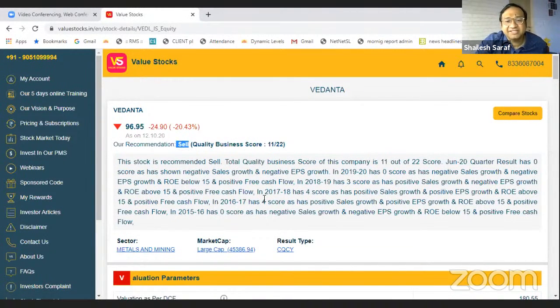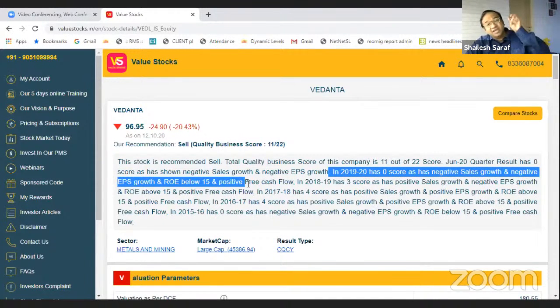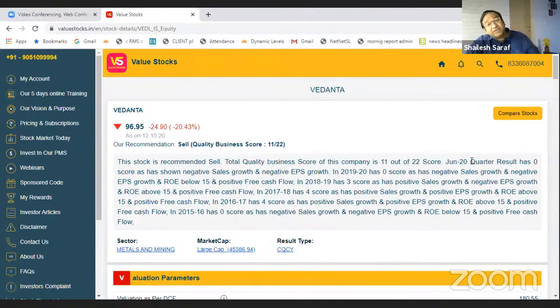Now Vedanta, see the business score: 11 out of 22. This is a very big name, but over the last 5 years the company is struggling. Why is the company struggling? It has a 0 score, which means they have negative sales. The economy has had a very big effect on this company. Economy has affected this company.